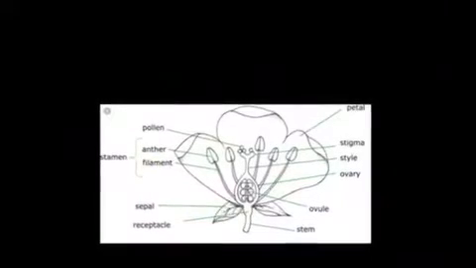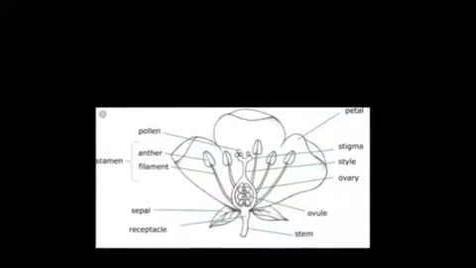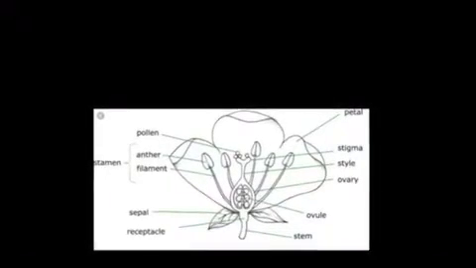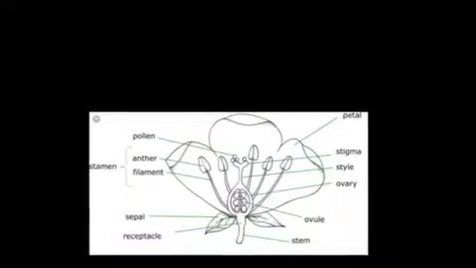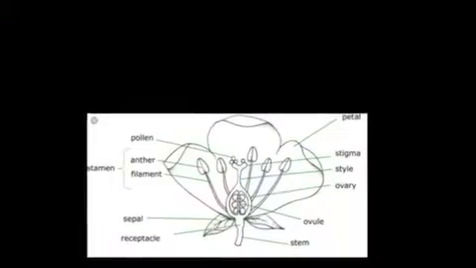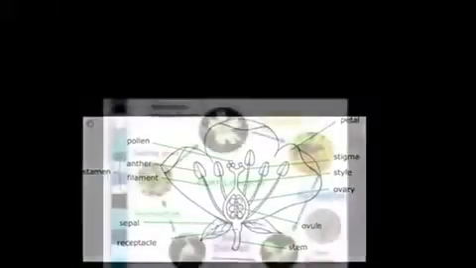Let's start with the parts of a flower. The pistil, or the female part of the flower, is comprised of the stigma, the style, the ovary, and the ovule. The stamen, or the male part of the flower, is comprised of the anther and the filament. Along with the pistil and the stamen, there is the petal and the sepal, which are the outer layers.